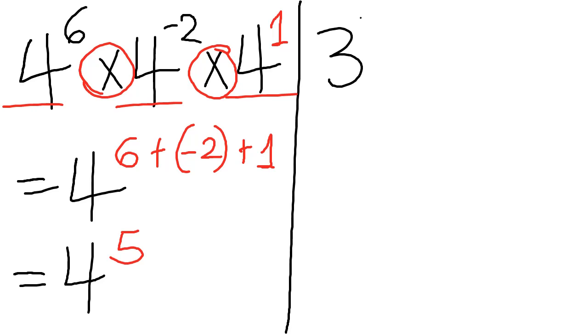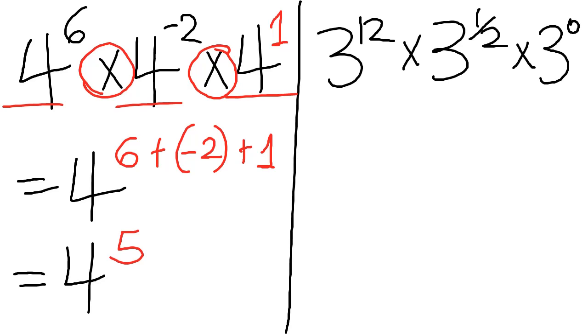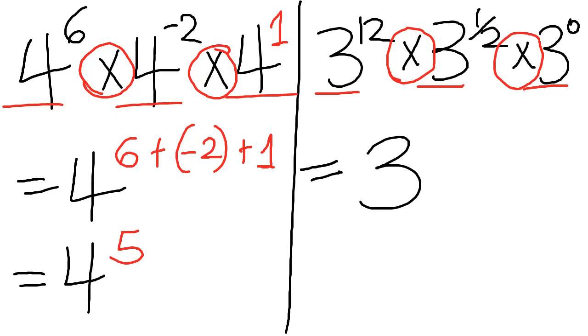Let's look at 3 exponent 12 multiplied by 3 exponent 1 over 2 multiplied by 3 exponent 0. Well, there's a lot of things going on in this question. First of all, we know that all three of them have the same base, so we should automatically know that our final answer will have a base of 3. And now, we have to do the same as we did before, which is add because of the multiplication signs in the middle. However, in this case, we have an exponent of 0, but we should know that 3 exponent 0 is 1. So anything multiplied by 1 is itself, so we're not going to include it in this case to make our job a lot easier.